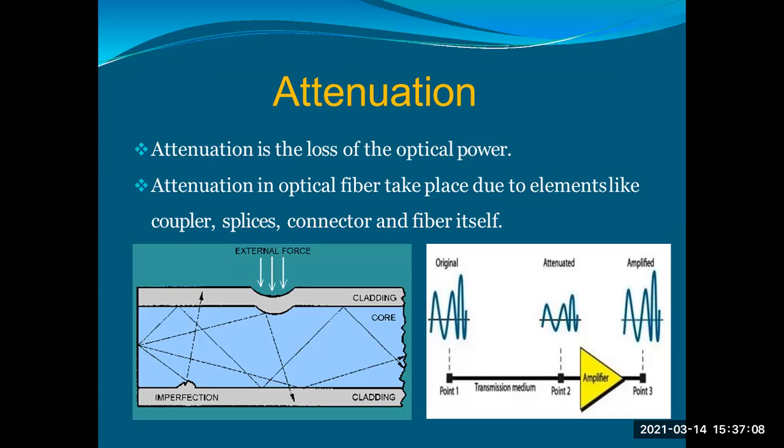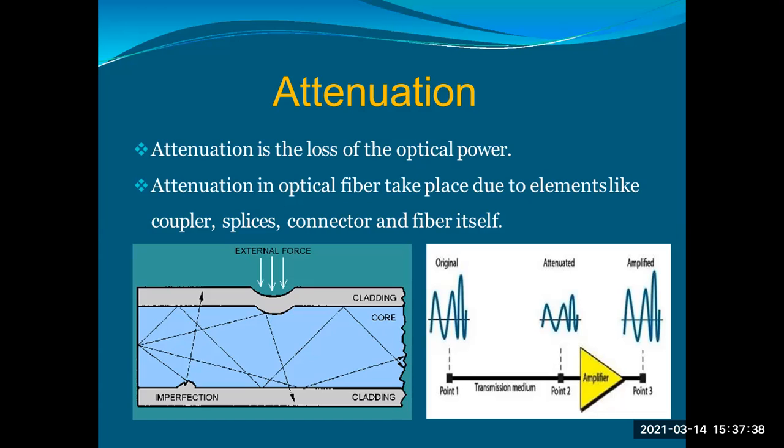Now, attenuation in the optical fiber: you will find that the signal will be attenuated. What is the meaning of attenuated? Attenuation is the loss of the signal. Definitely there will be some loss in the signal, and that loss can be measured with respect to the attenuation. Attenuation in the optical fiber takes place due to the different elements we use to pass the signal from one end to the other.